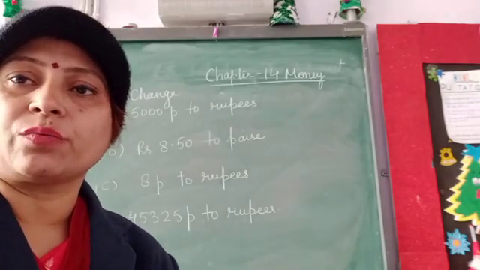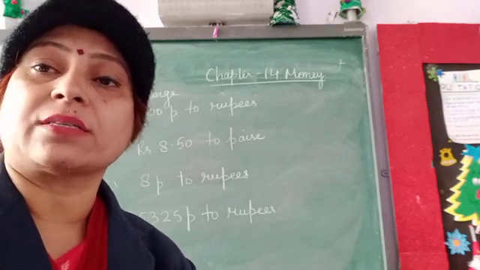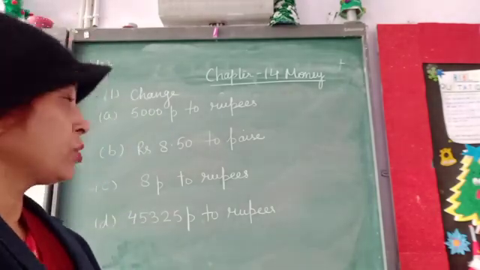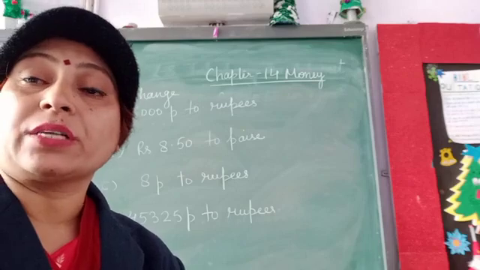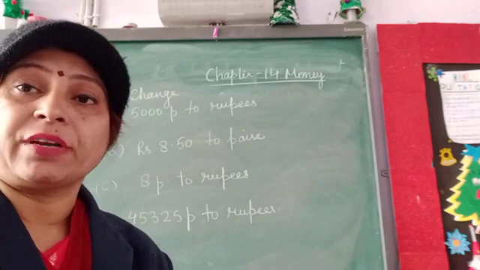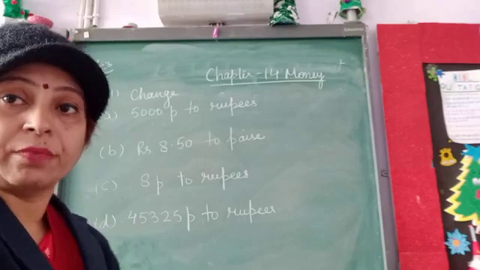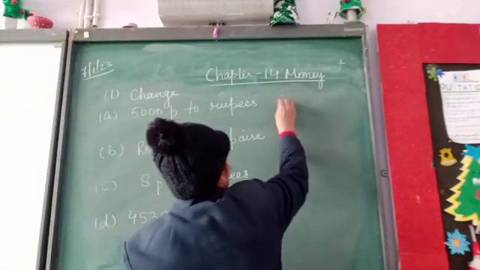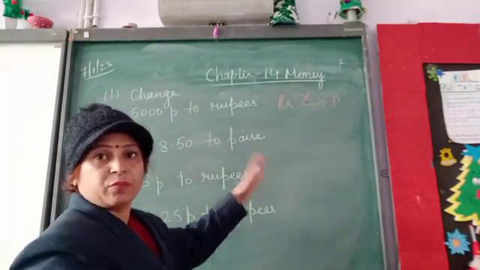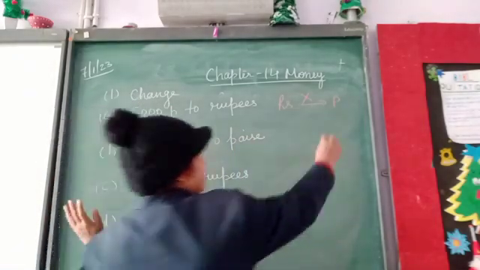Now as you know children, 1 rupee has 100 paisa, and rupees is a bigger unit whereas paisa is a smaller unit. Whenever you do the conversion of money from rupees to paisa, we multiply with 100. And whenever we change from paisa to rupees, we always divide by 100. Rupees to paisa, you have to multiply. But if you are going from paisa to rupees, then you will divide.